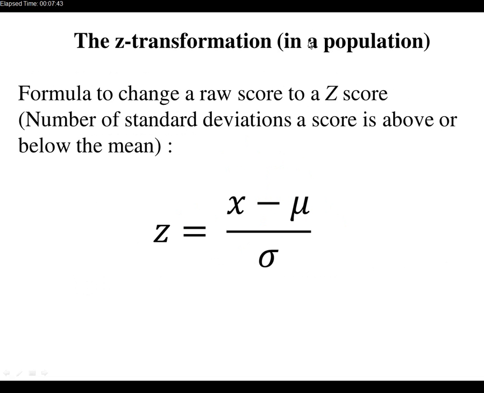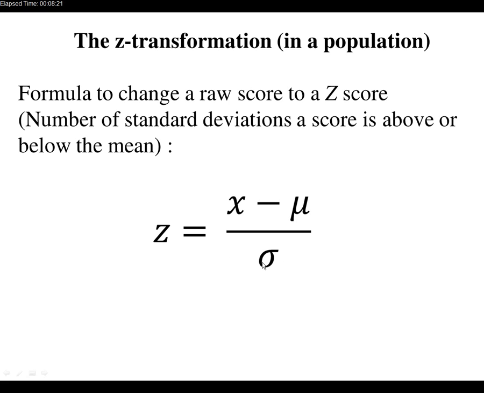The z transformation, this is in a population, it's going to be a little different in a sample. The formula to change a raw score on X to a z-score, the number of standard deviations the score is above or below the mean, is z equals X minus the mean divided by the standard deviation. Do you know how to figure out the standard deviation? My handy-dandy 6-step formula taught you how to do that, so you could figure out the z-score for any particular X value. And that's how you do it.